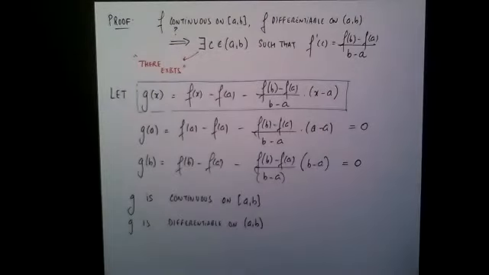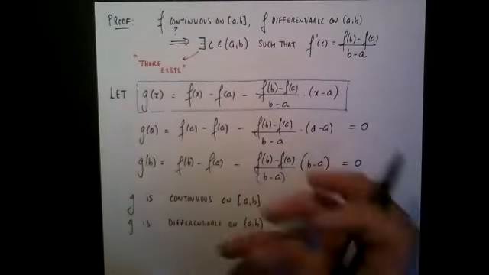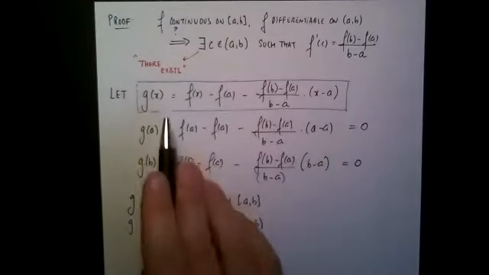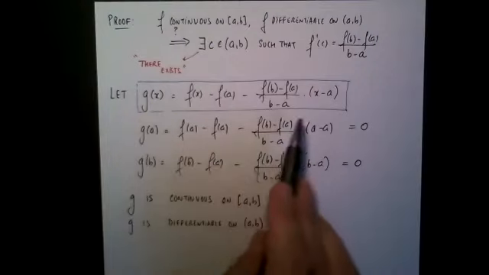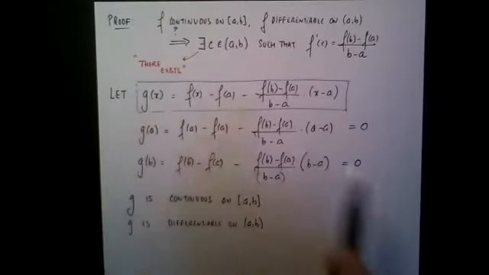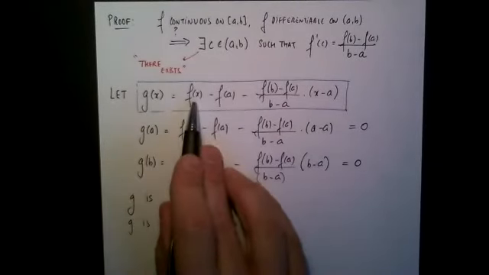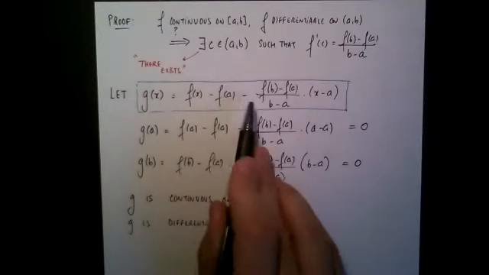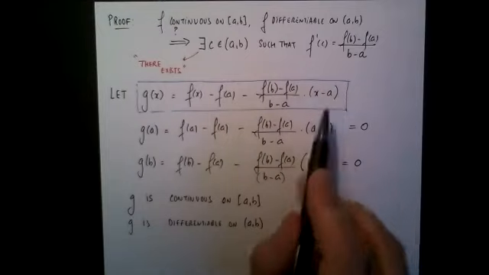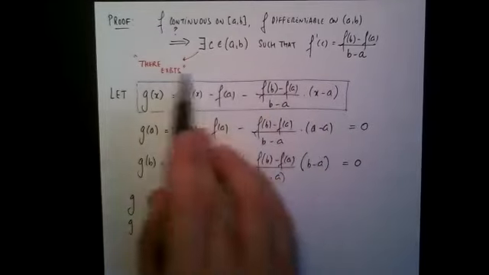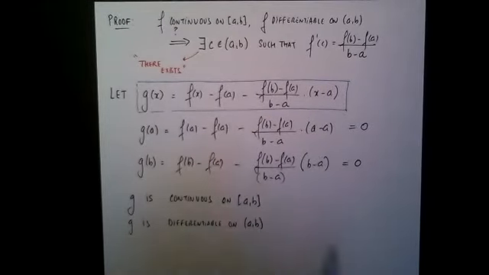So to do this, I did sort of a twisted way, and I created a new function which I call g. And this is how I create it. It looks very complicated, but if you understand where it's from, you're going to see it's easy. It's f of x minus f of a minus f of b minus f of a over b minus a times x minus a. This is my new function. Where does it come from? I'm going to show you.